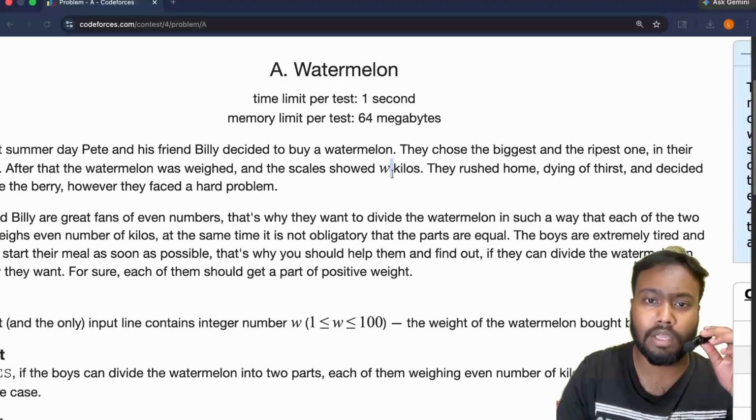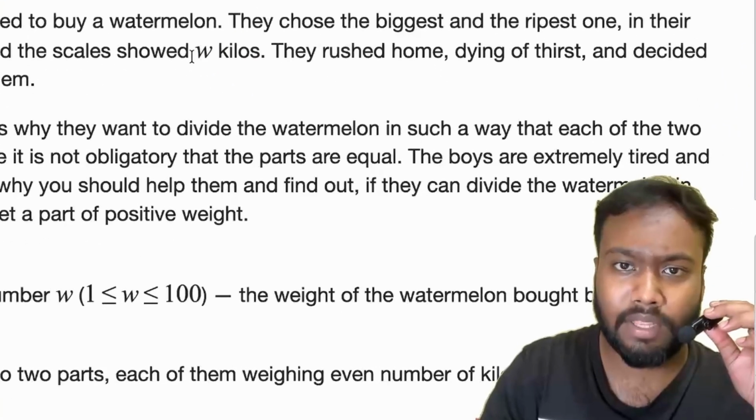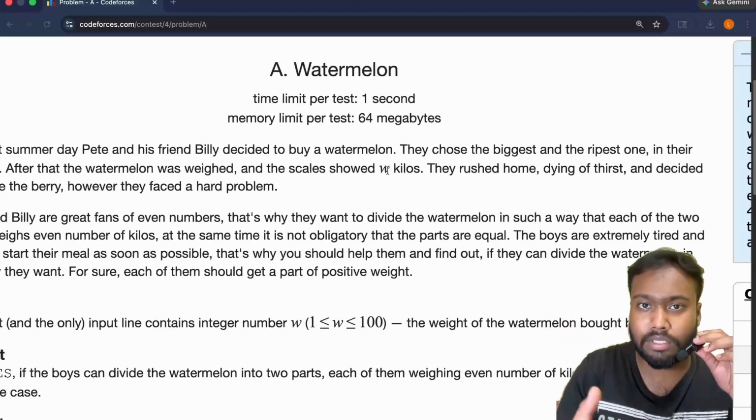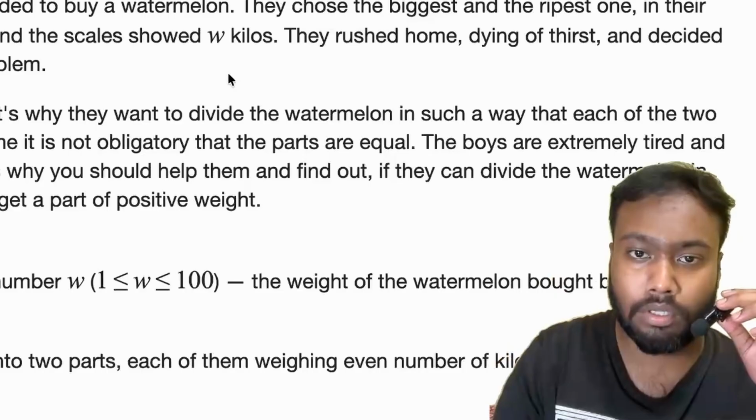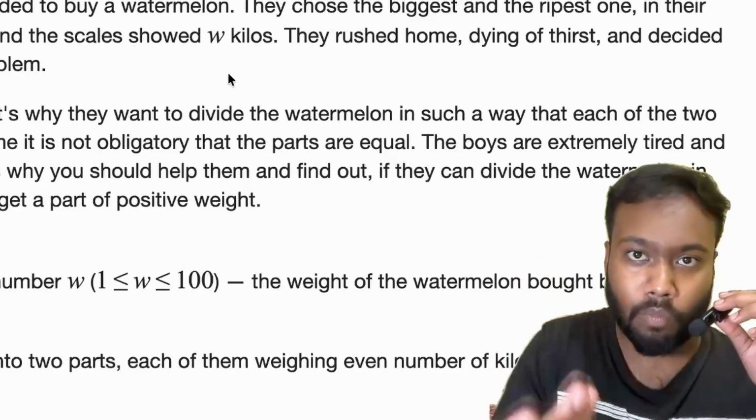Okay, so this W over here, we can treat this as a variable and just keep this in the back of our head. We'll use this later in our program. So there's this W kilos, the W variable, which is representing the weight of the watermelon.